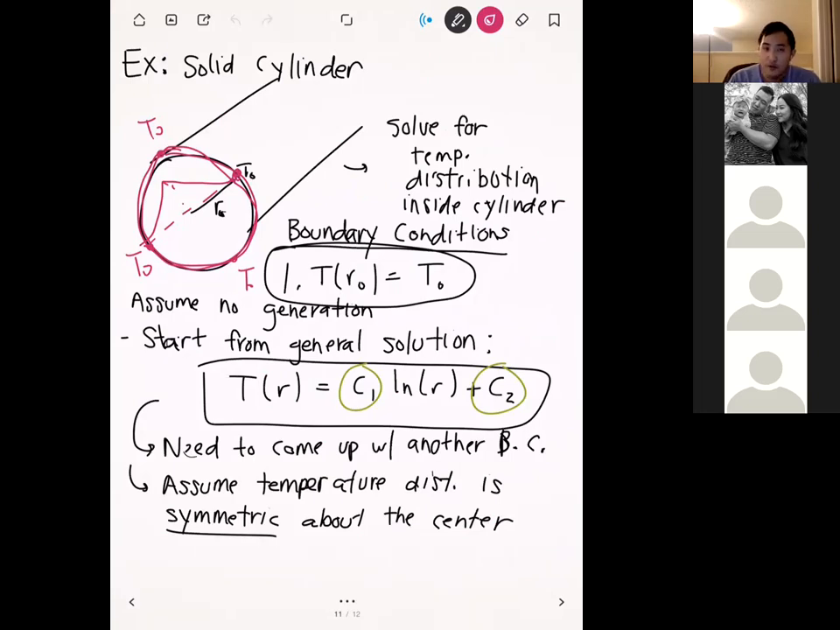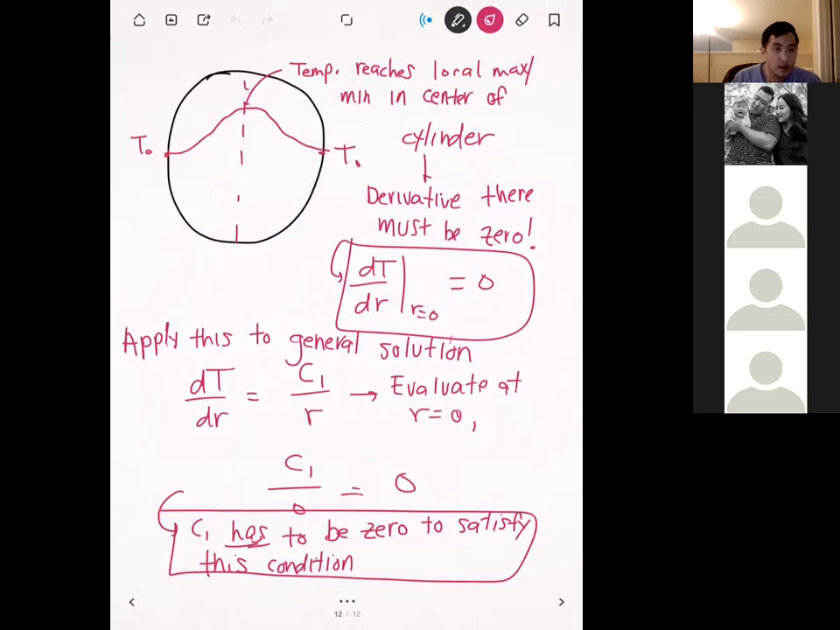And so whenever we have a cylinder or a sphere where the center is part of the domain, we just ignore the natural logarithm term. Okay. All right. Any questions on that?